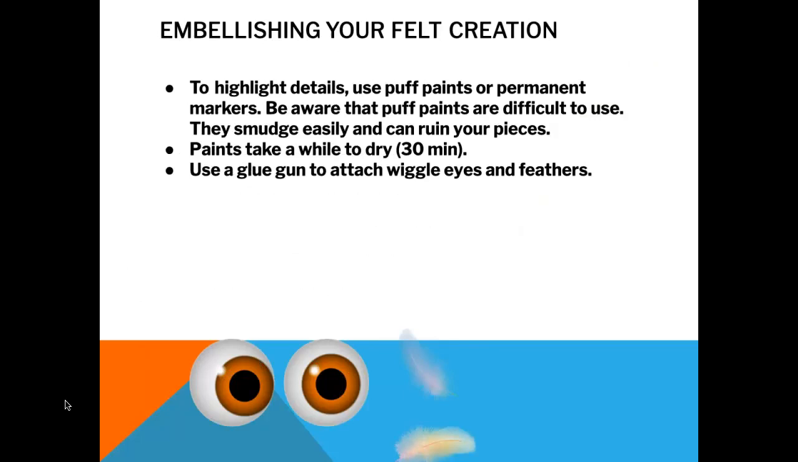You can embellish your felt creation by highlighting details using a permanent marker or puff paint. But you need to be aware that puff paints are difficult to use. They smudge easily and can ruin your pieces. Paints take a while to dry. Use a glue gun to attach wiggly eyes and feathers.